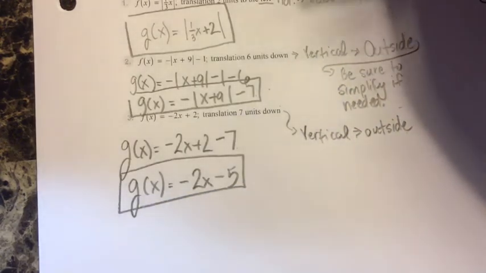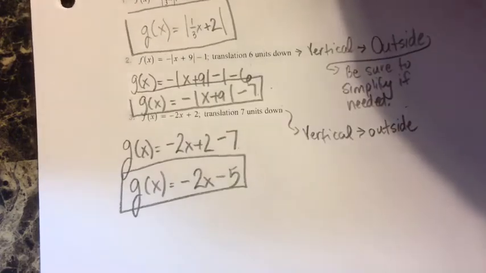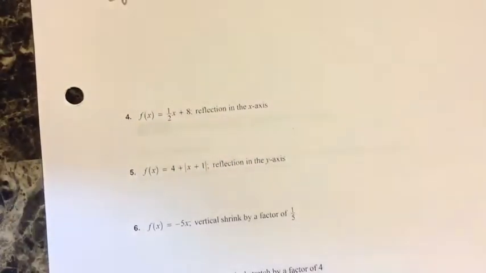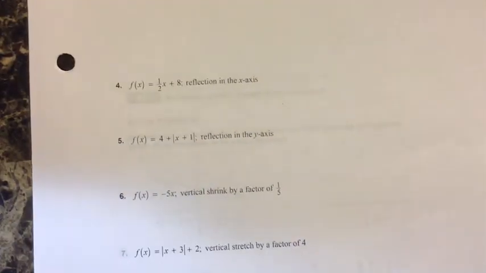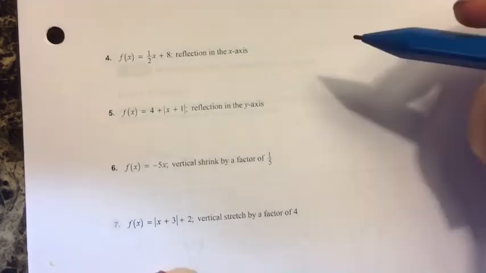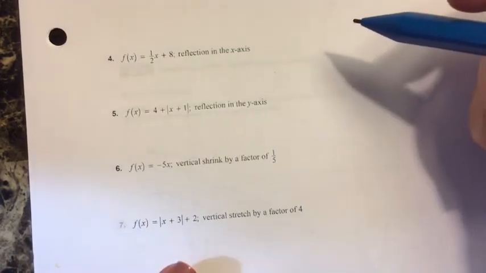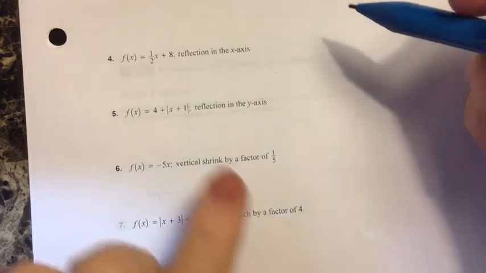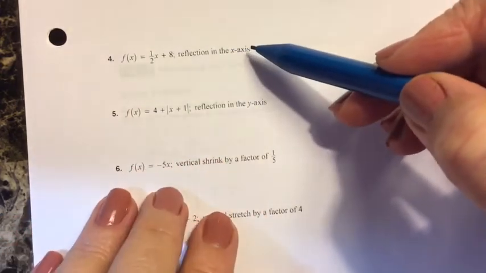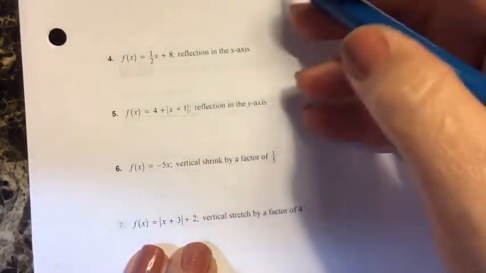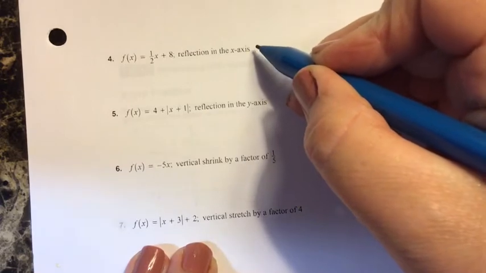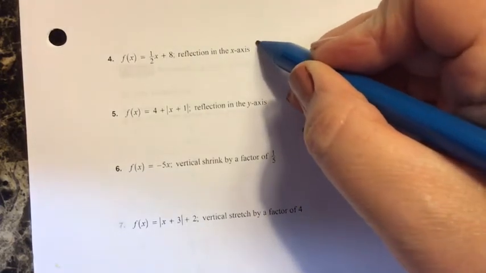For number 4, I'm going to do a reflection in the x-axis. If you need to, look back at page 6. That will help you know where to put these particular transformations. A reflection across the x-axis is something that goes outside.